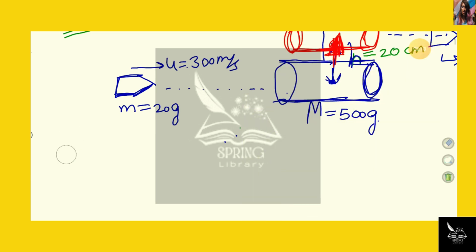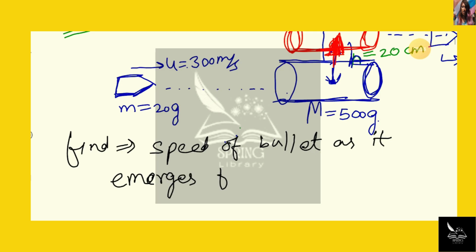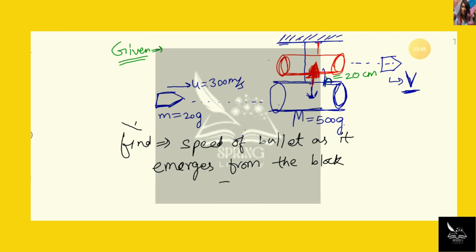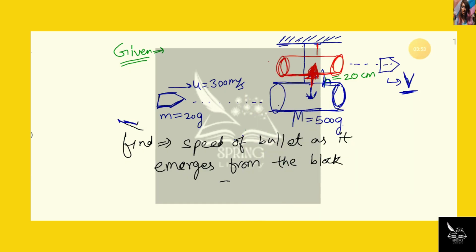That means we have to find the speed of the bullet as it emerges from the wooden block. So this is the question. Here I have explained all the data by making a diagram. Now my next step is answering this question. So let's start.